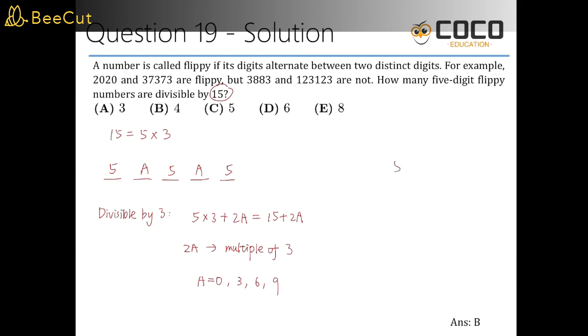So there are 4 numbers, 50505, 53535, 56565, and 59595. 4 numbers, so the answer is B.